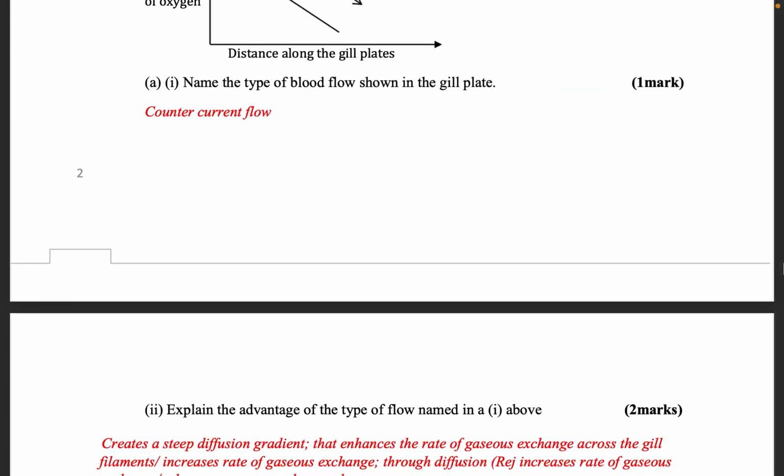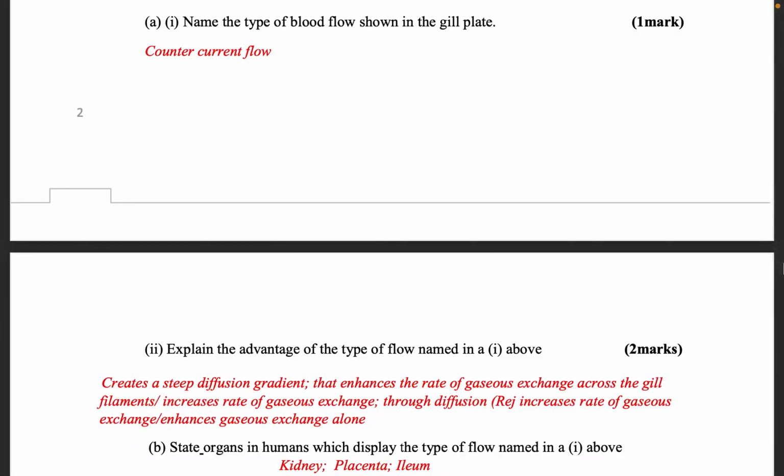Explain the advantages of the type of flow named above, that is countercurrent flow. Creates a steep diffusion gradient that enhances the rate of gaseous exchange across the gill filaments. That is, it increases the rate of gaseous exchange through diffusion.